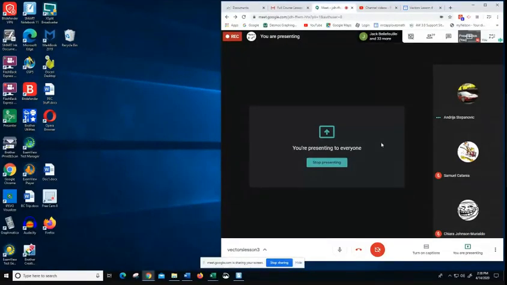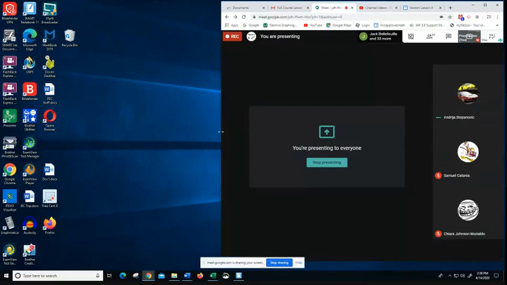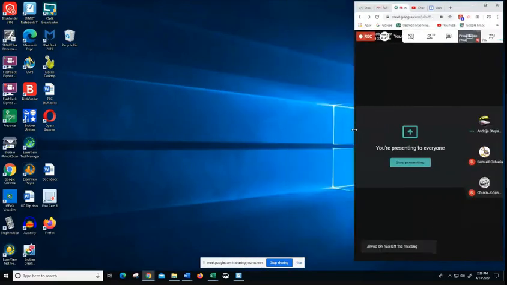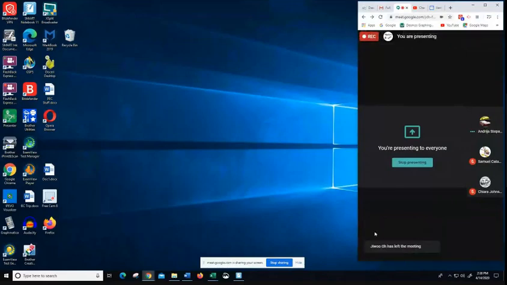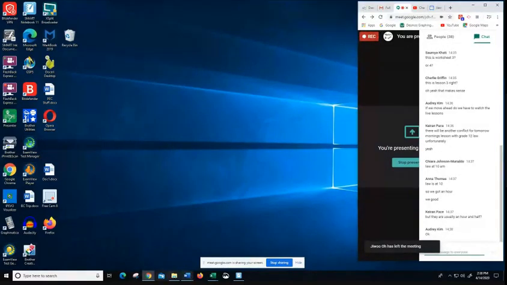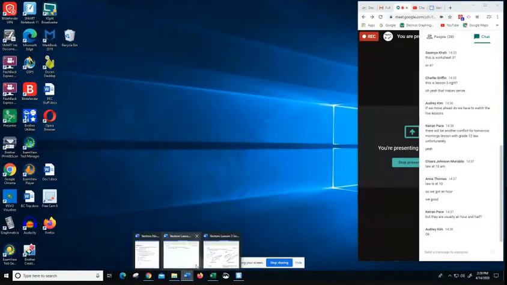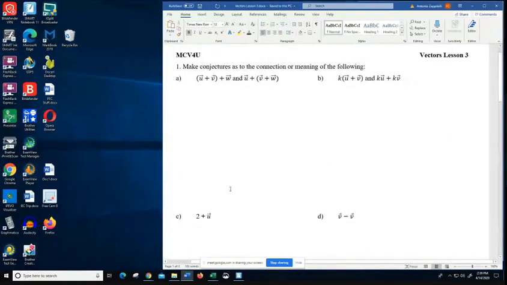Okay, so this is vectors lesson 3. And let's take a look at the questions on the worksheet. All right, so what we have here, you'll notice, is more operations on vectors.